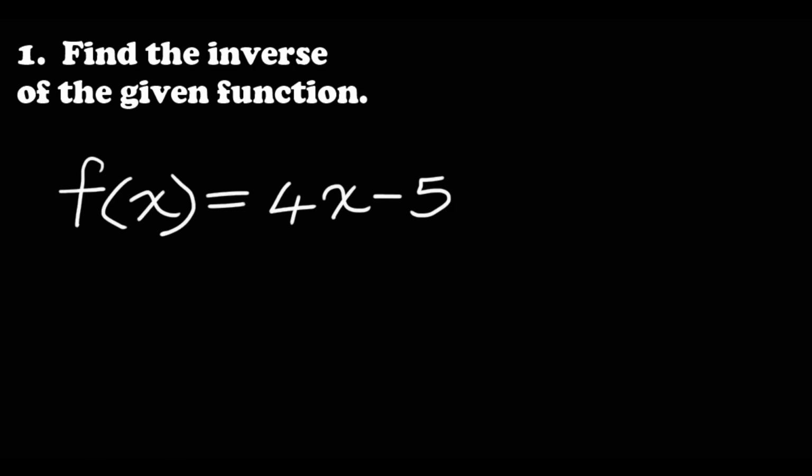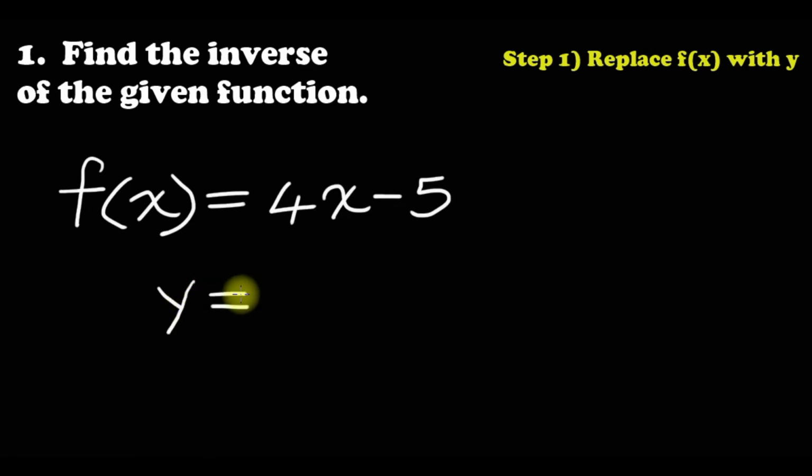Okay, let's take a look at step 1. The first thing we have to do is replace f of x with y. So f of x now becomes a y. So y is 4x take away 5. Okay, so that's step 1. That's easy, right? All you got to do is change f of x to a y.